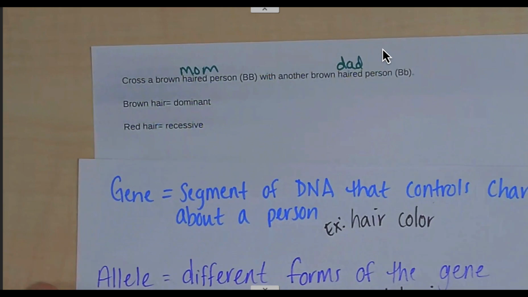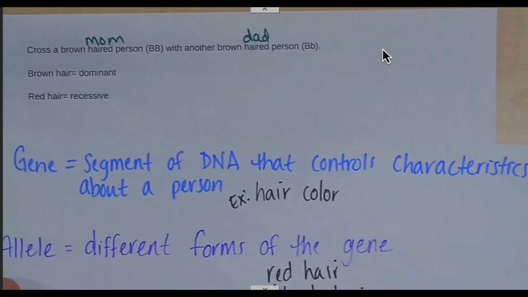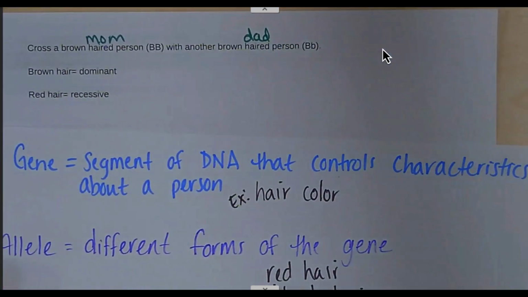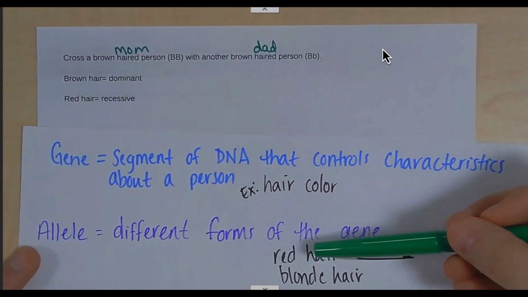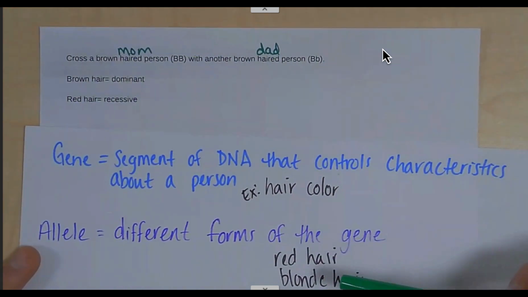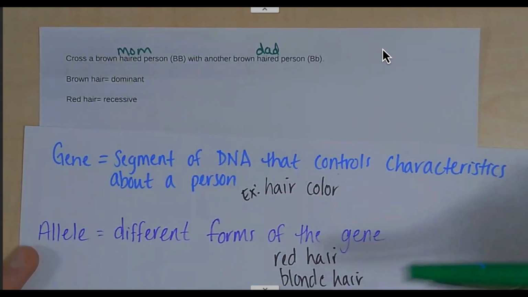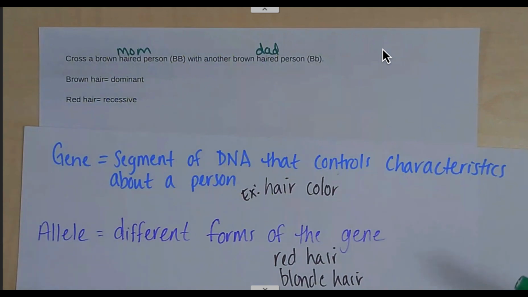And we know that a segment of DNA that controls characteristics about a person is called a gene, for example their hair color. But different forms of a gene are called alleles. So for this, it might be red hair, blonde hair, brown hair, that whole bit. But we've got to figure out exactly which one is homozygous, the whole bit.